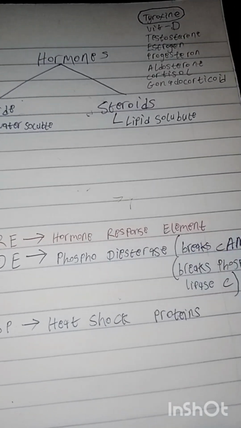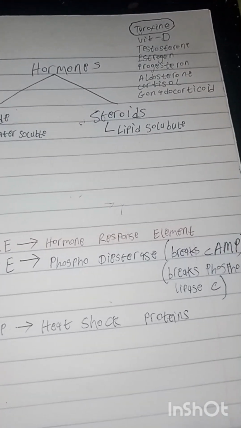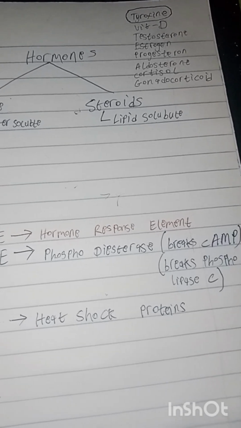Then for steroid hormones, which are lipid soluble, we have your thyroxine, which is technically not a steroid hormone, but it acts the same way. We have vitamin D, testosterone, estrogen, progesterone, aldosterone, cortisol, and gonadocorticoids.